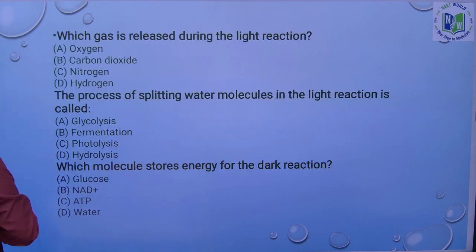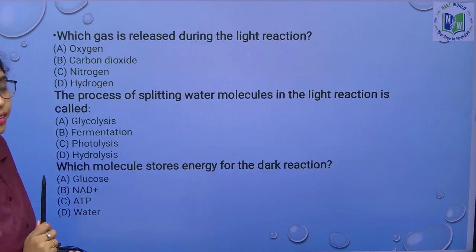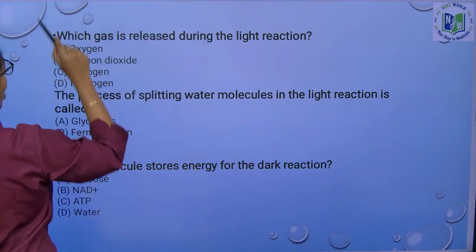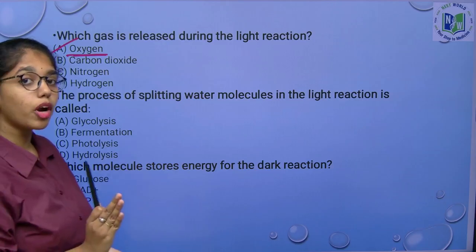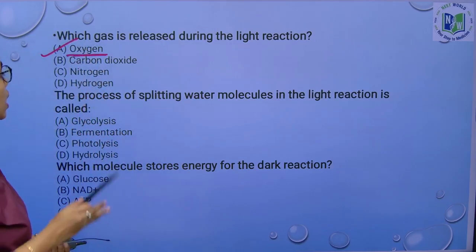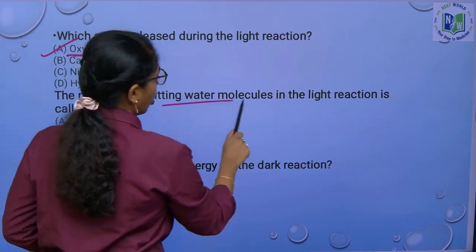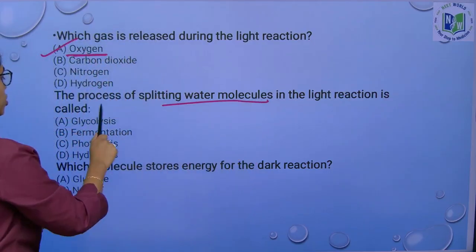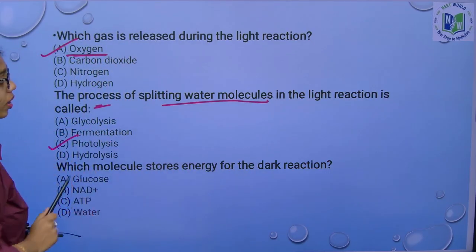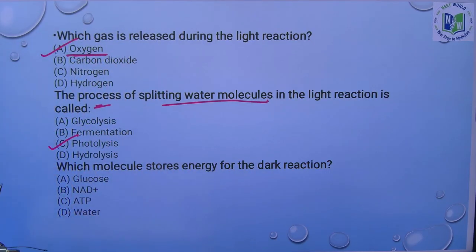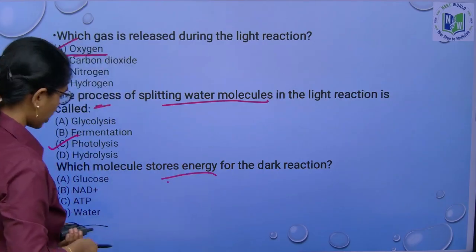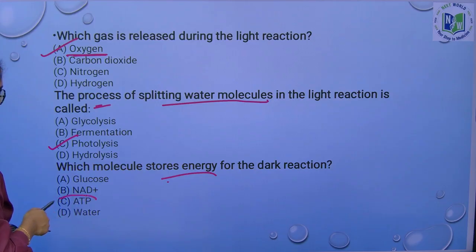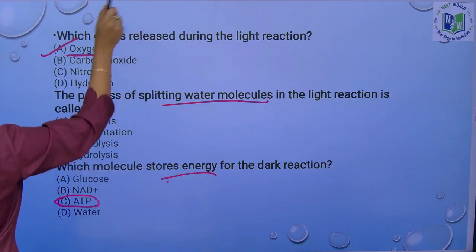Next, which gas is released during the light reaction? What is released, beta? Oxygen is released, as a byproduct. What is the primary product? Glucose is the primary product. The process of splitting water molecules in the light reaction is called photolysis. Which molecule stores energy for the dark reaction? Which molecule will store the energy, beta? ATP will store energy for the dark reaction.